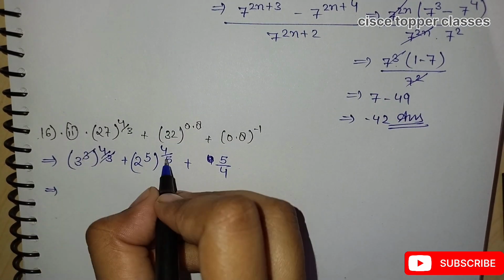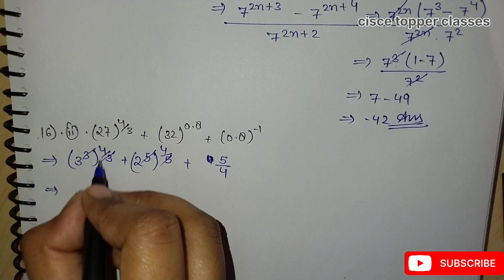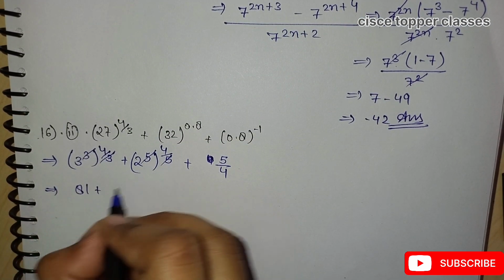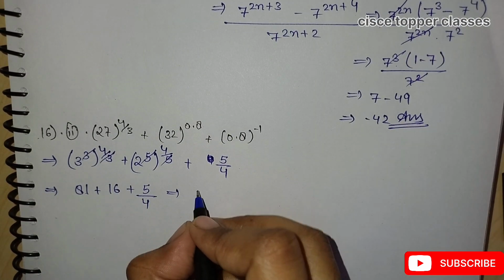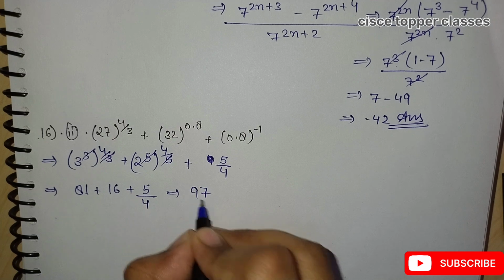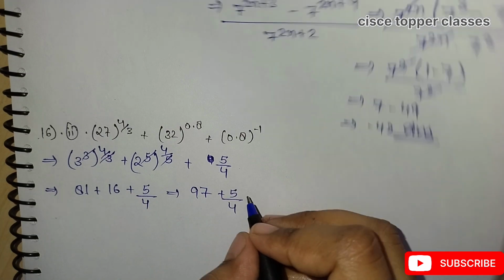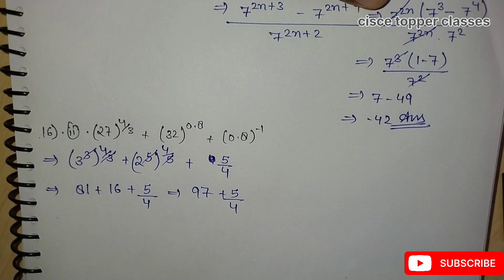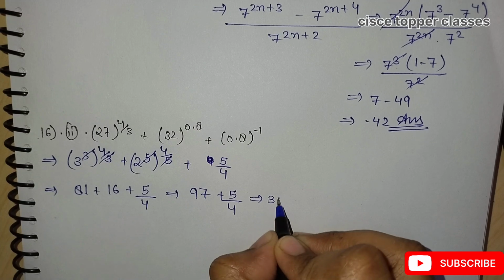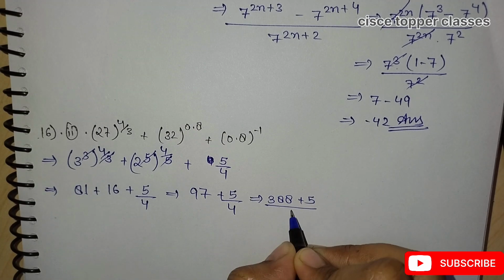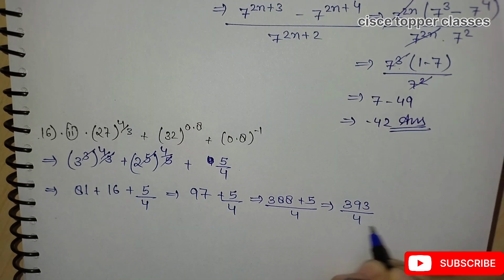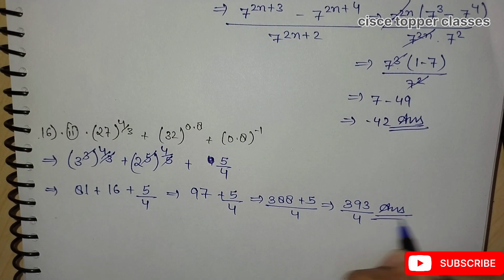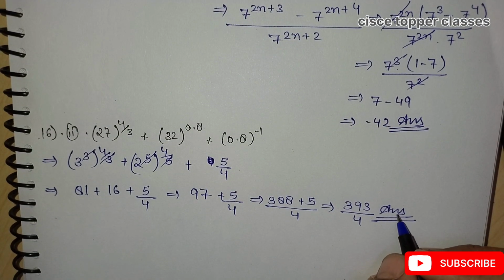Now this will be cancelled out, this will be cancelled out, and here we will get 3 to the power 4 as 81 plus 2 to the power 4 as 16 plus 5 by 4. Adding this as 97 plus 5 by 4, multiplying 97 with 4, so here we will get 388 plus 5 divided by 4. 388 plus 5 will be 393 by 4 as the answer here in this question. So this is the answer of 16 second part.